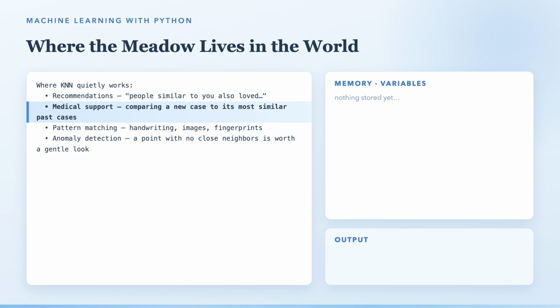Let's read the notice board together. First line, recommendations. People similar to you also loved this. A neighborhood vote, in a bookshop or a music app. Second, medical support. A new case laid gently beside its most similar past cases, to help a doctor think. Third, pattern matching. Handwriting, images, fingerprints, each one recognized by finding its nearest known samples. And fourth, anomaly detection. A point with no close neighbors at all, far from every group, is worth a gentle look. Fraud detection and quality control watch for exactly that. 4 quiet places. One simple idea. Ask the neighbors.